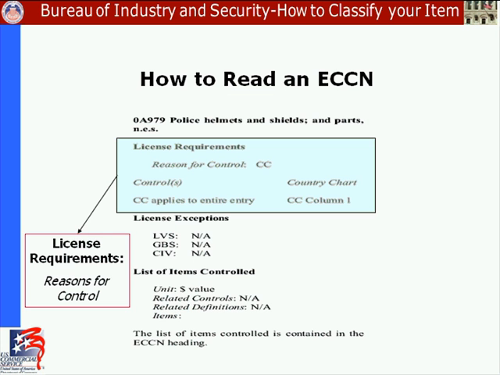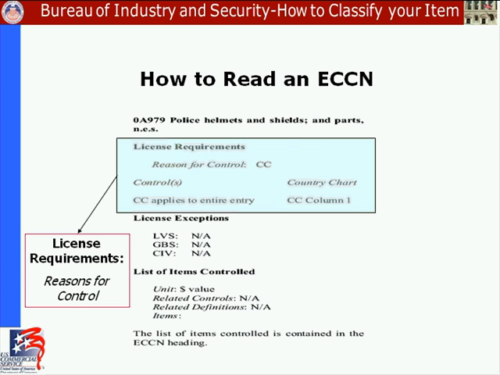This one tells you the reason for control. It also tells you the column inside the Commerce Country Chart. So based on the reason for control and the column, you then go look at the Commerce Country Chart. Only look at the column identified in this ECCN number. Then you look at the country you want to export to. Then you see under this specific column, is there an X or not? If there's an X, there's a license required. If there's no X, then no license is required for this specific country. Okay.